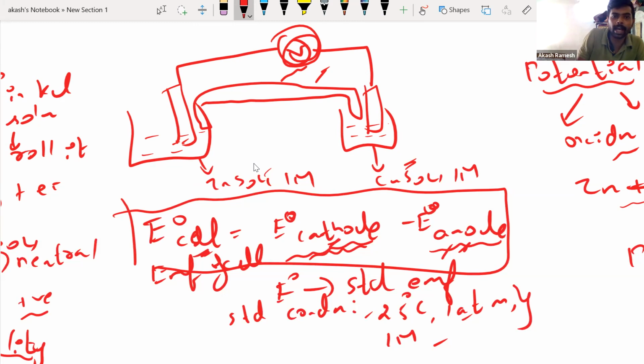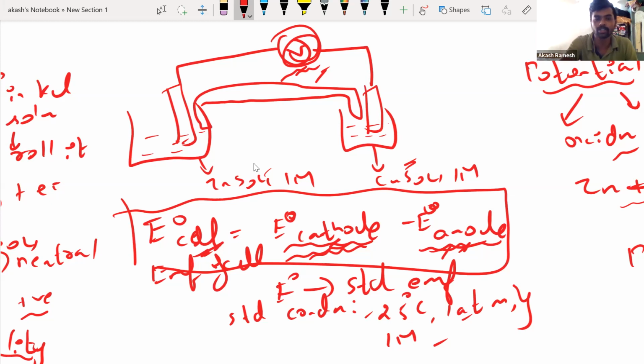So if I don't have the voltmeter, this value cannot be found out. Even if I have the voltmeter, I told you these individual values, that is E0 cathode and E0 anode, cannot be measured as such. So what are we going to do about it? How will we be able to measure the individual reduction potentials of all the elements?